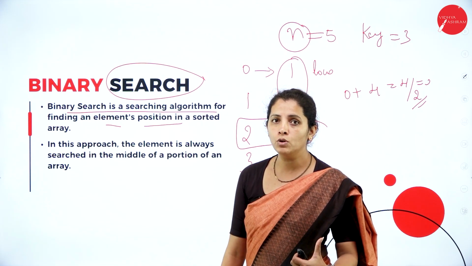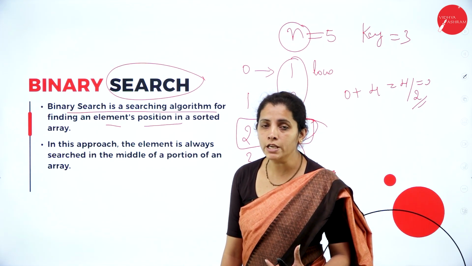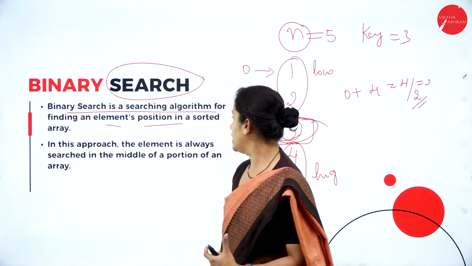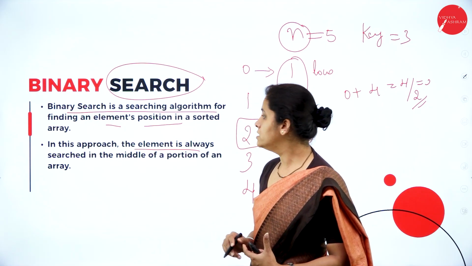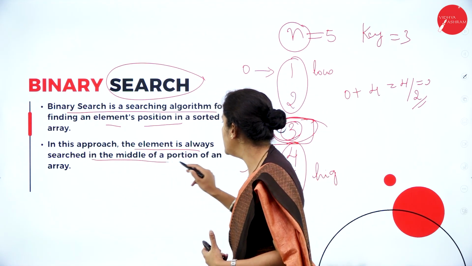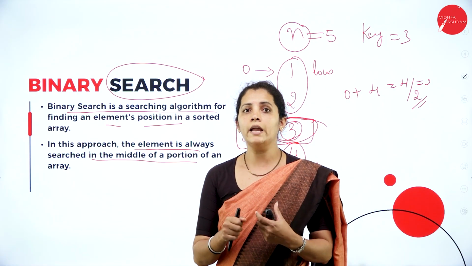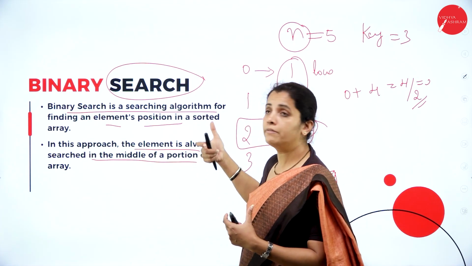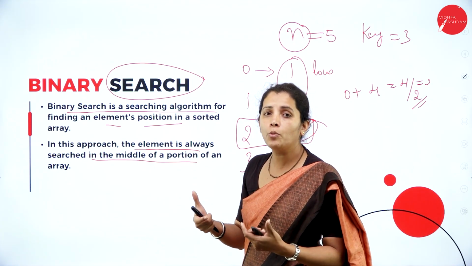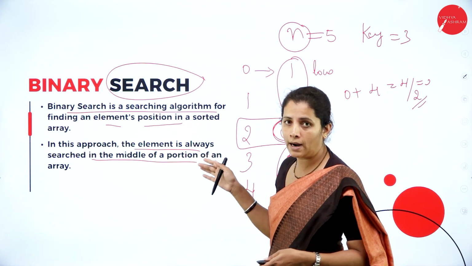So what's my basic requirement here? I must have a sorted array. The element is always searched in the middle portion of the array. I'm going to break the array into 2 parts. So what is divide and conquer? Divide the problem and find the solution. Here also, I'm going to break the array into 2 parts initially.